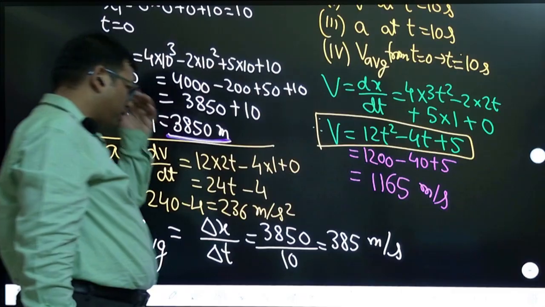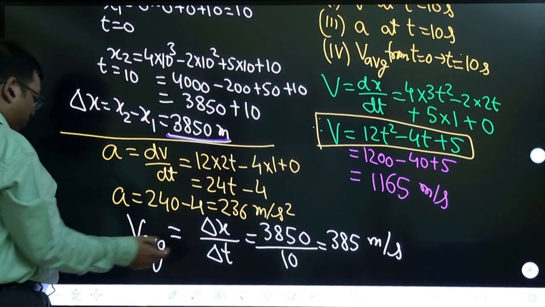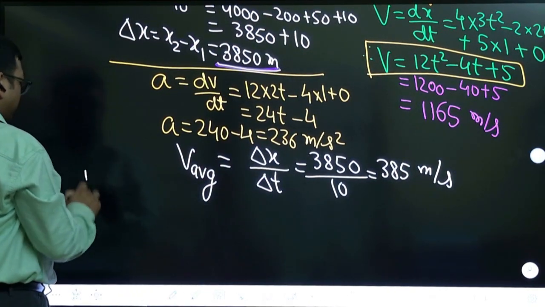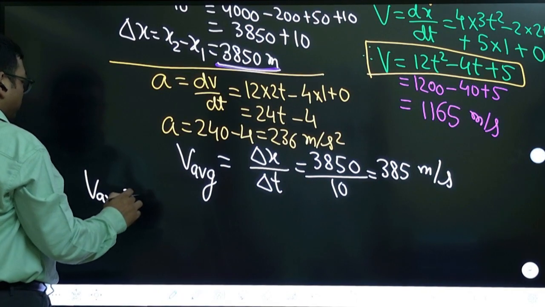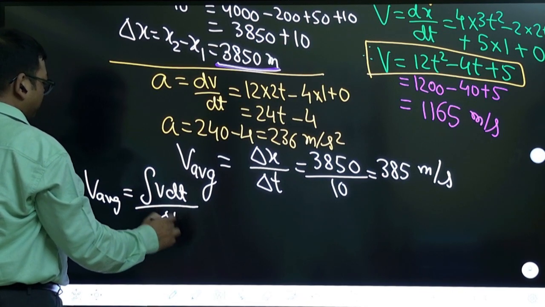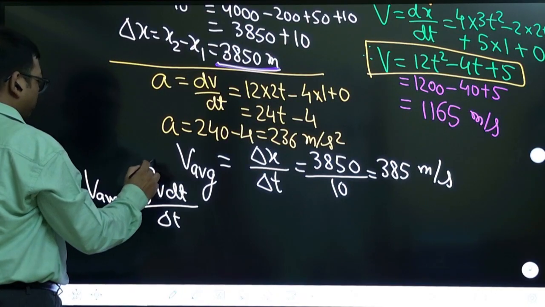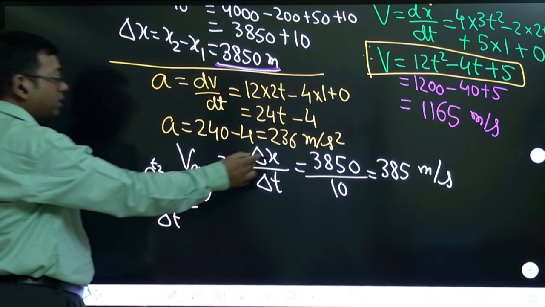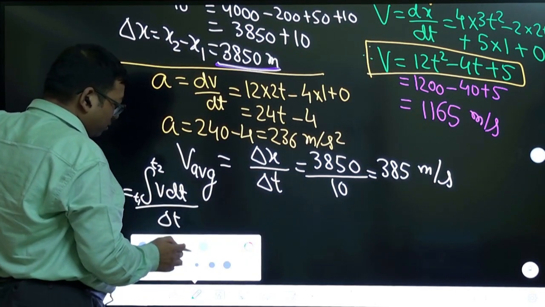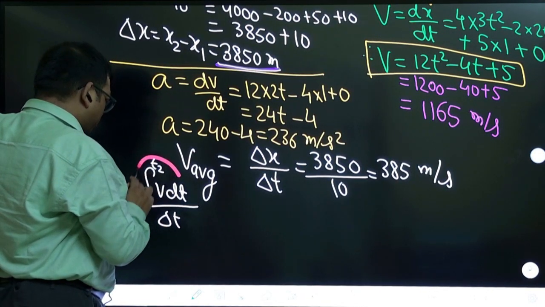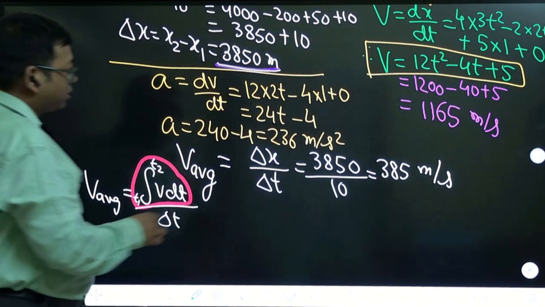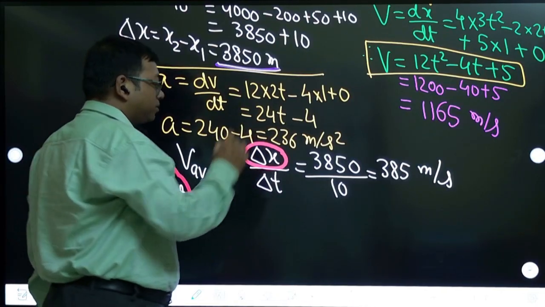Yesterday I gave a formula, but that formula was based on this definition only. I told you average velocity is displacement, which is the integration of v dt, divided by delta t from time t1 to time t2. This integration of v dt is nothing but the area of the vt graph, which is displacement only. So this is the basic definition. Average velocity means total displacement by time, and we have already calculated total displacement.